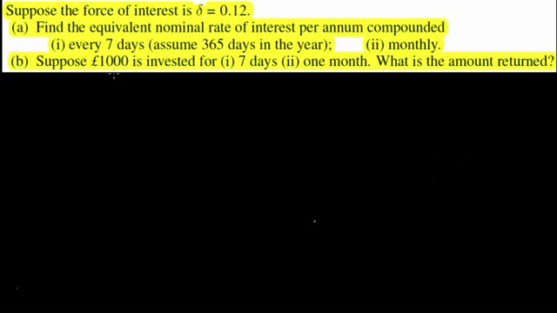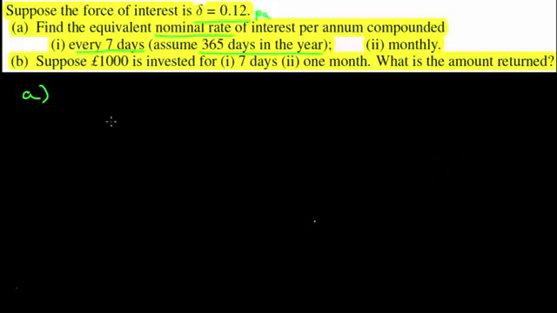Okay, so let's go through this question. Suppose the force of interest is delta equals 0.12, or 12%, per annum. Part A: find the equivalent nominal rate, so not the effective rate, this isn't going to give you anything, this is just a rate being quoted, rate of interest per annum compounded every 7 days. We're going to assume that there are 365 days in a year.